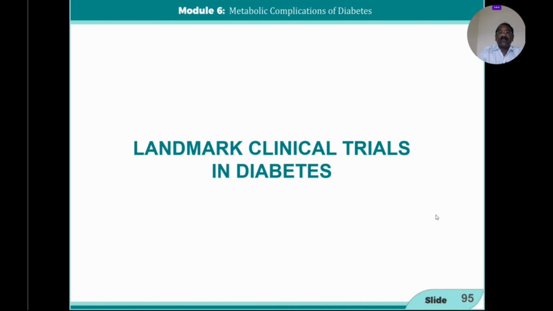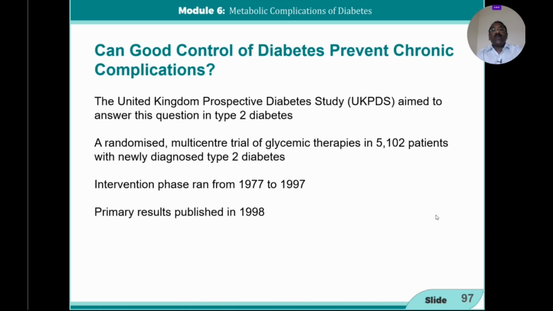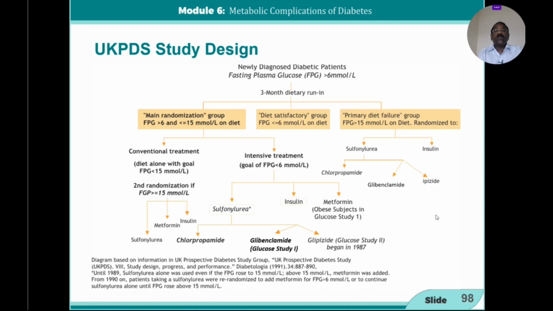So these are the trials in diabetes: UKPDS, DCCT. They are trials on prevention of diabetes complications. Trials on the prevention of type 2 diabetes: Da Qing study, DPS, DPP, that is the Diabetes Prevention Program. Trials on intensive glycemic control in type 2 diabetes: ACCORD, ADVANCE, VADT. Can good control of the diabetes prevent the chronic complications? So this is the UKPDS study design.